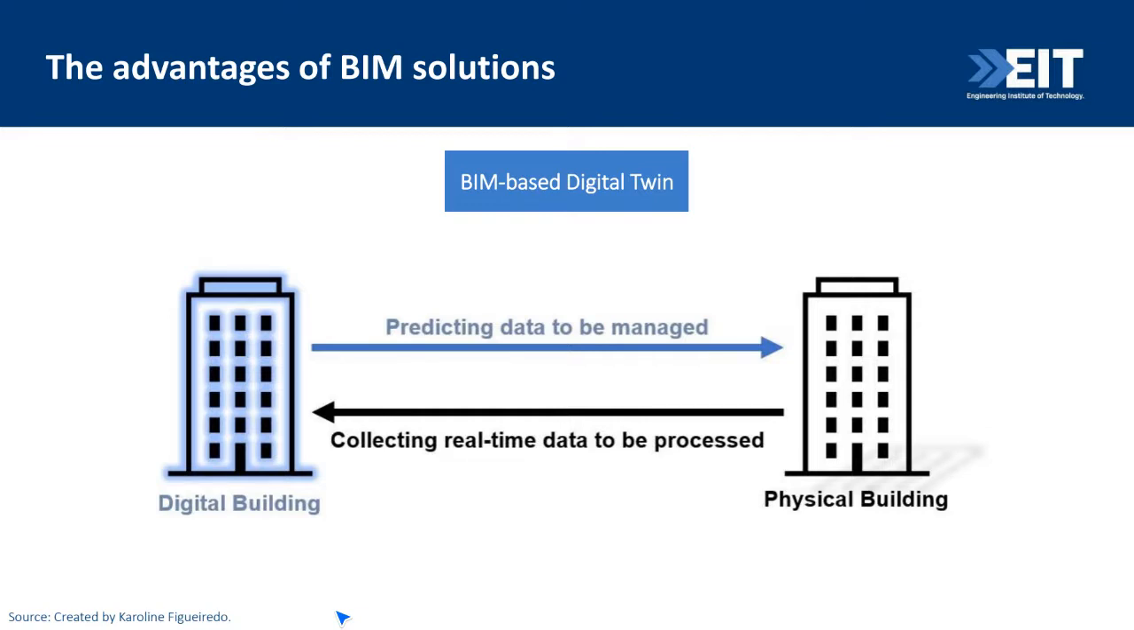So the idea is to integrate the BIM model with Internet of Things and to create a real prototype of your building. So you will put IoT systems and sensors in your real, physical building to collect real-time data to be processed. And this information will come back to the BIM digital twin to predict data to be managed, and it will improve the decision-making process of building projects.